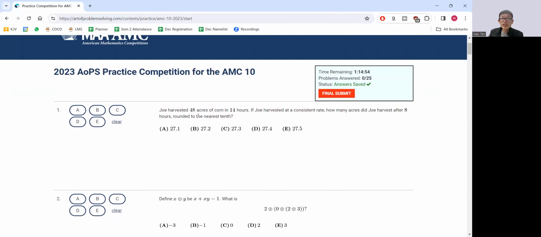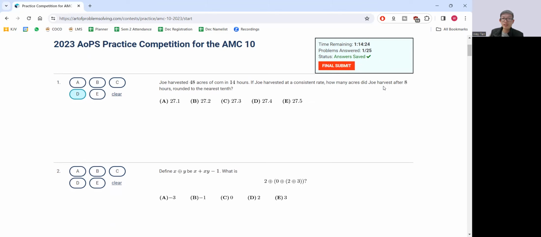Joe harvested 48 acres in 14 hours. How many did he harvest after 8 hours? Okay, that is surprisingly annoying for question 1. Computationally, 48 times 4 over 7 is 192/7. That is 27 and 3/7. And 3/7 is 0.428571. So it should be option D. Now, it shows your answers being saved like this. I believe that the platform for the actual AMC will look something like this.